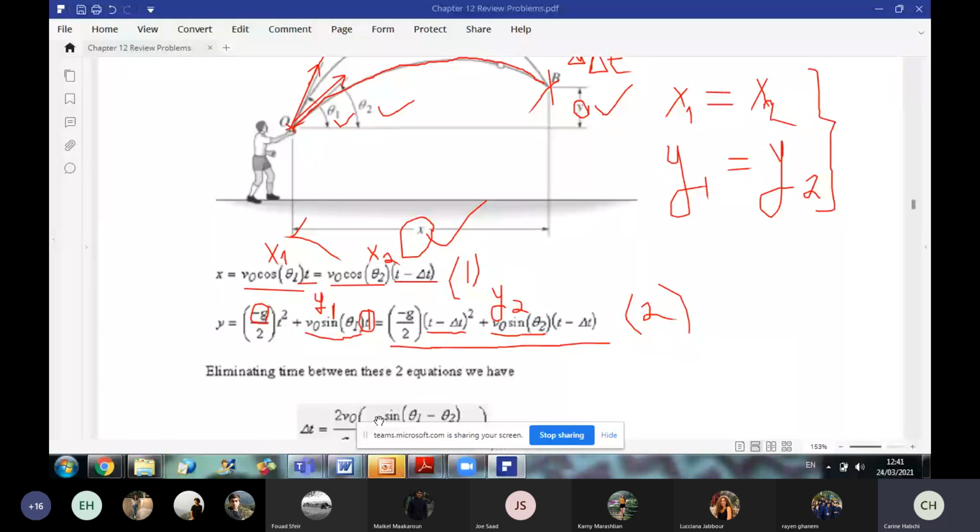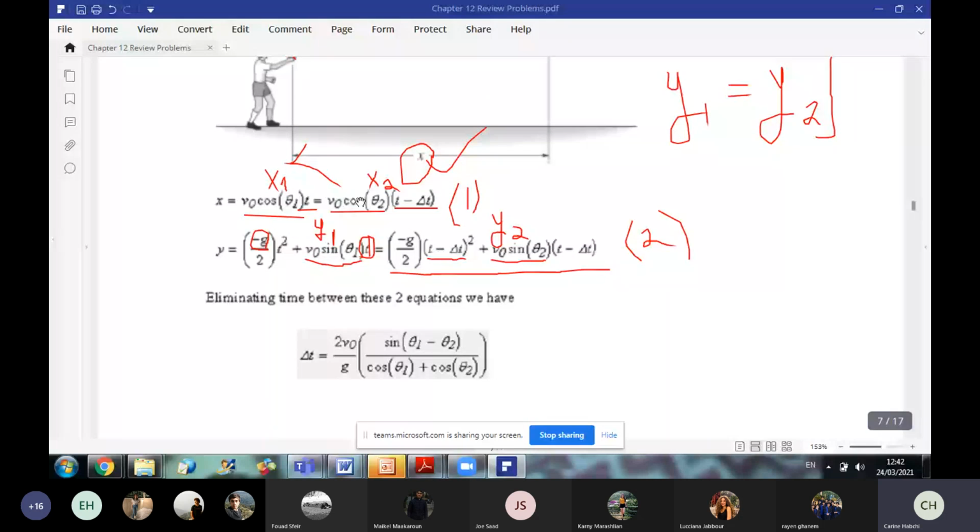What I want to tell you here is that you can get this relation from trigonometrical calculation, but for me what is important is to reach this step. Once you reach this state, it's a mathematical solution to get the result. The most important thing in the problem is to put the two conditions and then say I have two equations with two unknowns, so I can find delta t as a function of v0, theta 1, and theta 2. As you can see here, delta t is independent of the value of x and y. It depends only on the angles theta 1, theta 2, and v0. Okay?